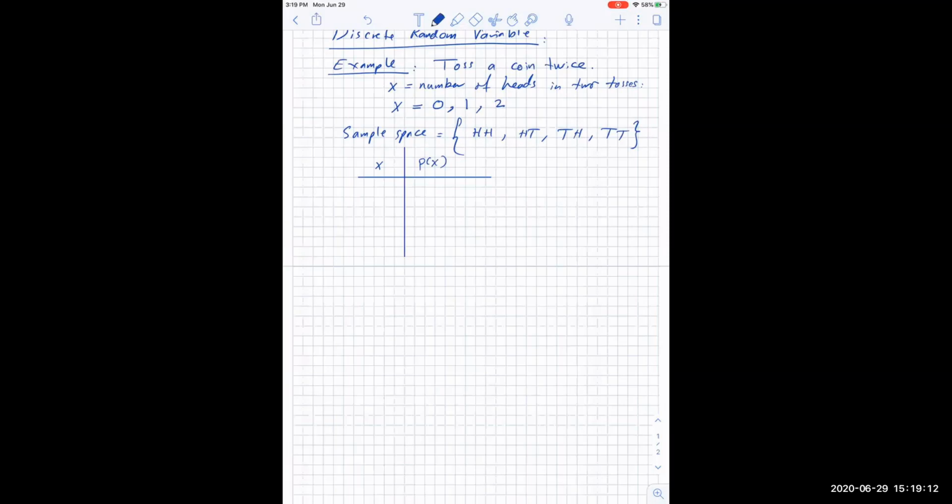So, for example, one of the values of X is 0. What is the probability that if we toss a coin twice, we get 0 heads, no heads? Well, how many of these outcomes have 0 heads? Only 1, which is the 2 tails. So the probability of 0 heads is what? 1 out of 4.